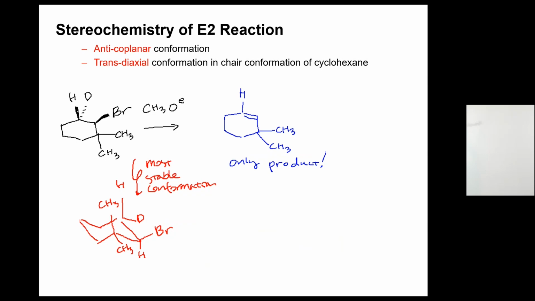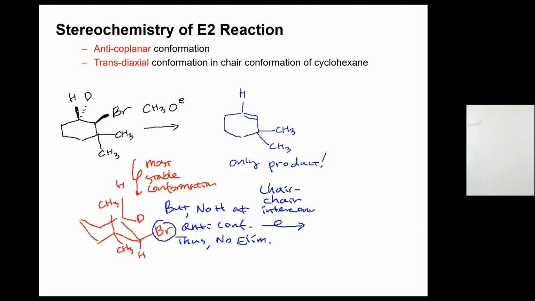But the chair conformation is not frozen to one chair. It can flip to another chair by flipping this corner and that corner up. Then we have another chair conformation that makes the bromine go axial. That means this chair conformation is less stable, but it can still exist. Once the bromine is in the axial position, now we have the deuterium lined up. That's why anti-coplanar in the chair conformation is called trans-diaxial. It's trans, and this is axial, and that's axial.